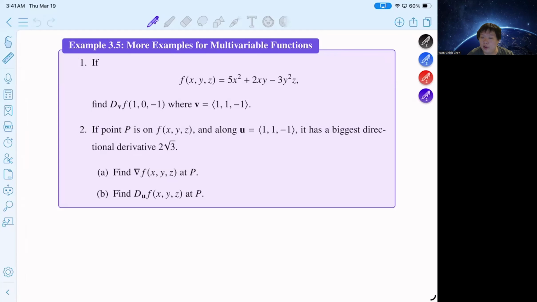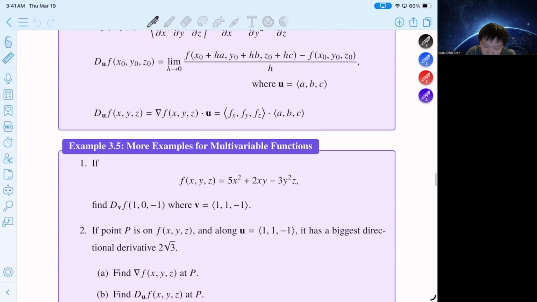Hello, everyone. This is an extra video with more examples on multivariable functions, the gradient, and the maximum directional derivative. We did two-variable cases in class, so now we can do multiple-variable cases. For now, we'll do three-variable cases.